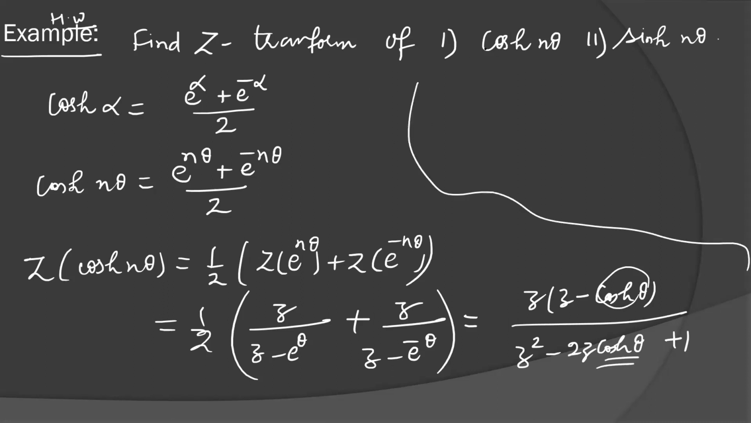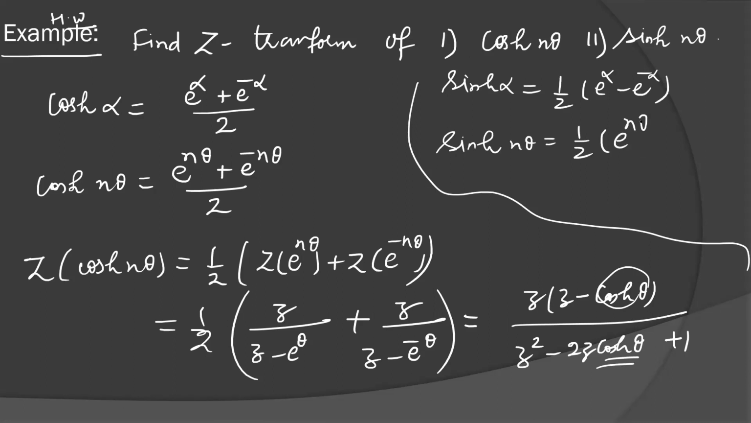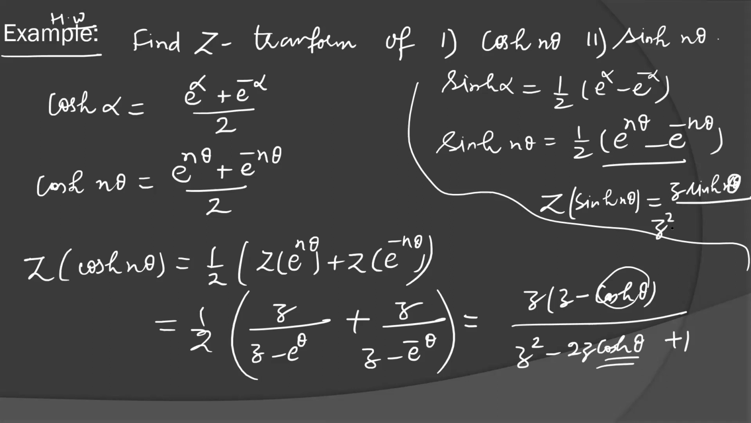Only difference is here it is cos θ, but in the hyperbolic it is cosh θ. Similarly, sinh α is equal to 1/2 (e^α − e^−α). So sinh nθ is 1/2 (e^nθ − e^−nθ). Now if you take the Z transformation, similarly you can solve that Z of sinh nθ is equal to z sinh θ over z² − 2z cosh θ + 1.